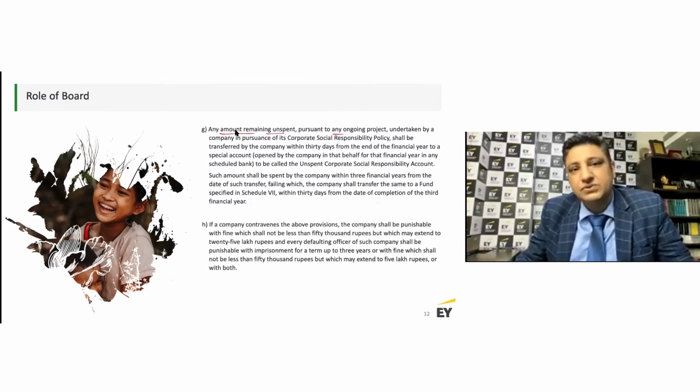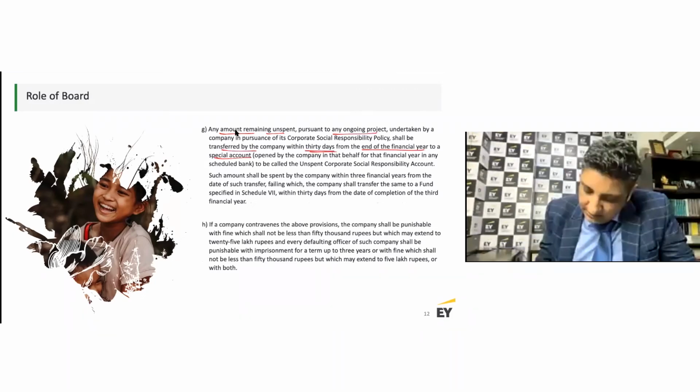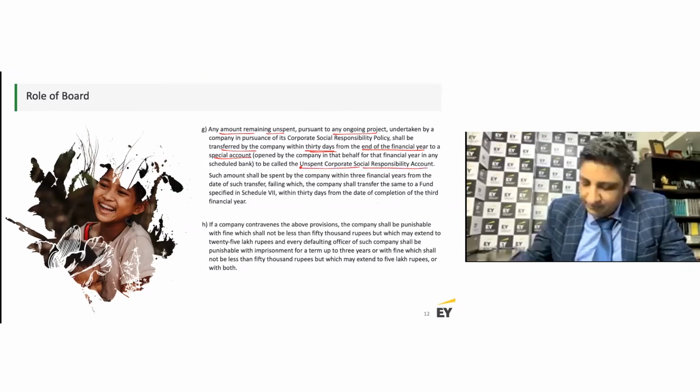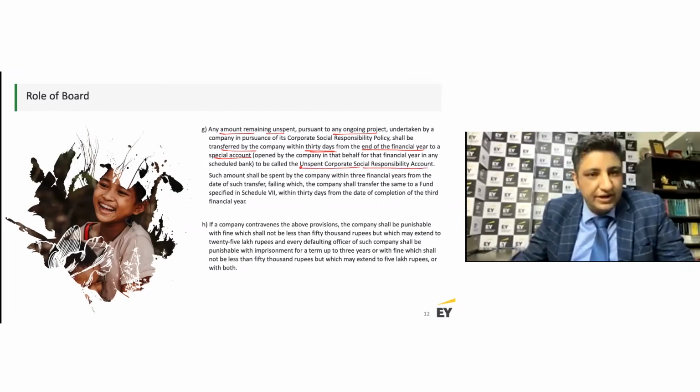Such amount shall be spent by the company within 3 financial years from the date of such transfer, failing which the company shall transfer the same to a fund specified under Schedule 7 within 30 days from the date of completion of the 3rd financial year. So there's a further timeline given, and that's an important point to highlight. If you can't spend it, then you have to put it in a designated account, and within 3 financial years from the date of its transfer, it has to be spent again.